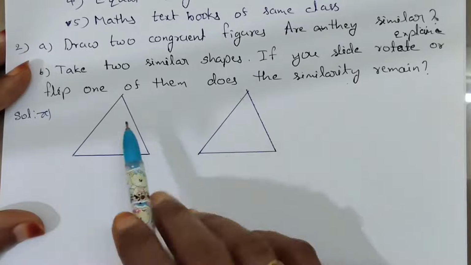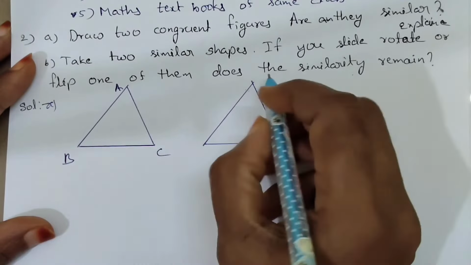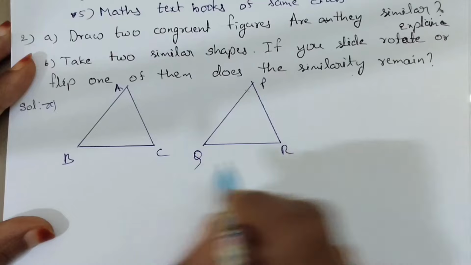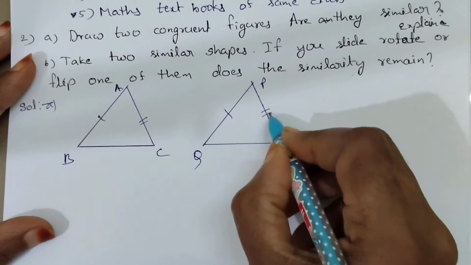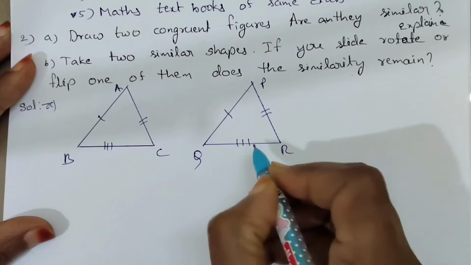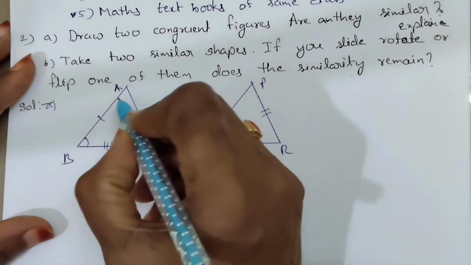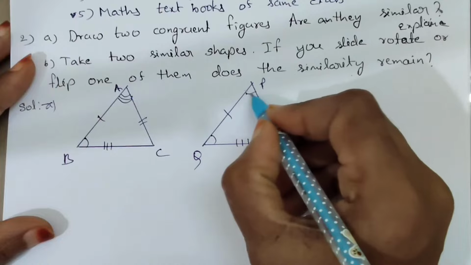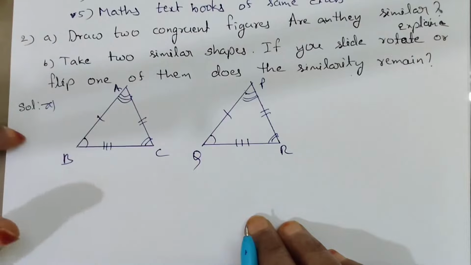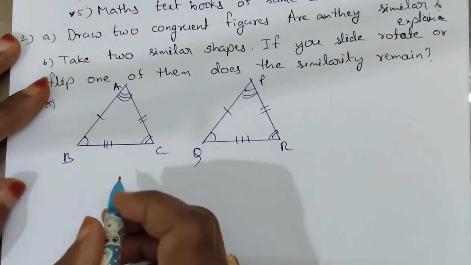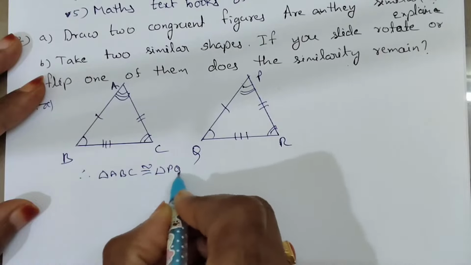Here first we draw these two diagrams. Triangle ABC and PQR, these two are triangles. Now these two sides are equal, corresponding sides are equal. So in these two triangles corresponding sides are equal. Next, corresponding angles are also equal. These three angles are equal, corresponding sides and corresponding angles are equal. So that's why we write triangle ABC is congruent to triangle PQR.